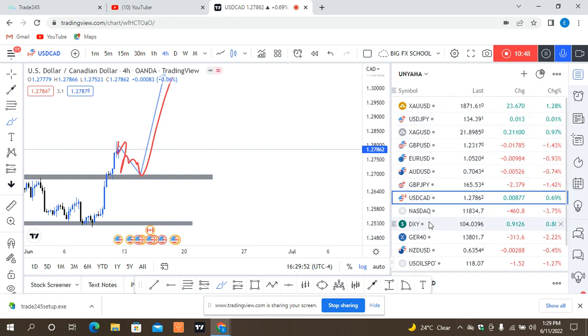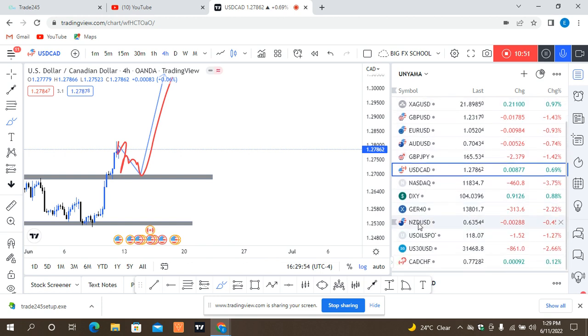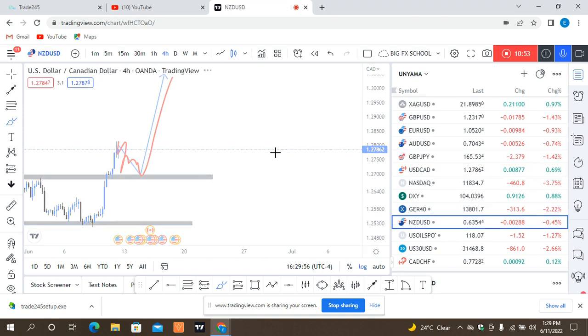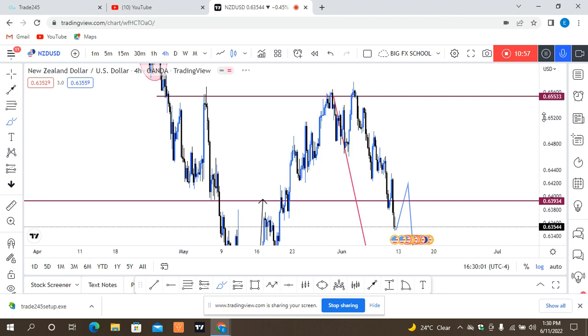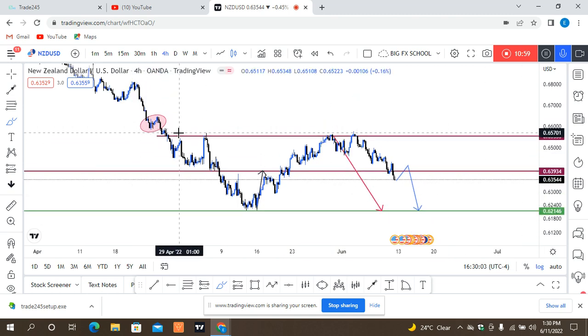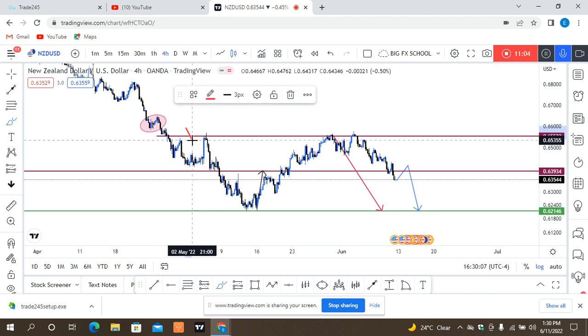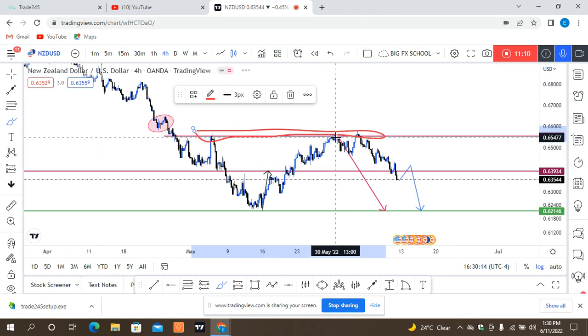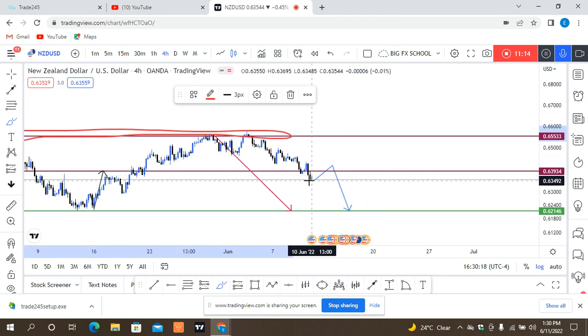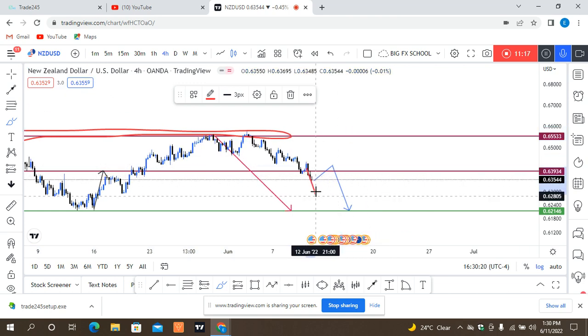Another setup is NZD USD. As you can see, the market started from here, the break of structure here, returning to this order block here. Okay, so we have an entry here from last week in order to go down. Okay, and we are on our way. So this is the impulsive move, so we can have a correction, then continue down.